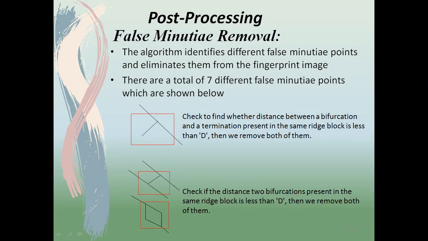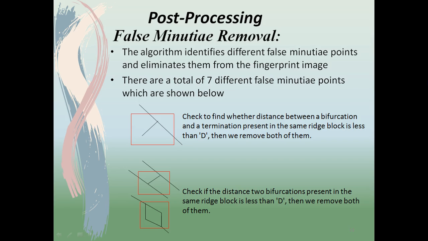Now we move on to the third stage of the minutia extractor block, which is called post processing. You may have realized that many minutia points may be false. They may have been detected erroneously, and that is a problem because it will reduce the accuracy of the system.